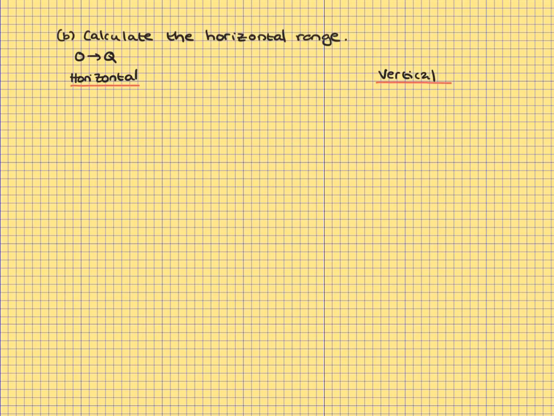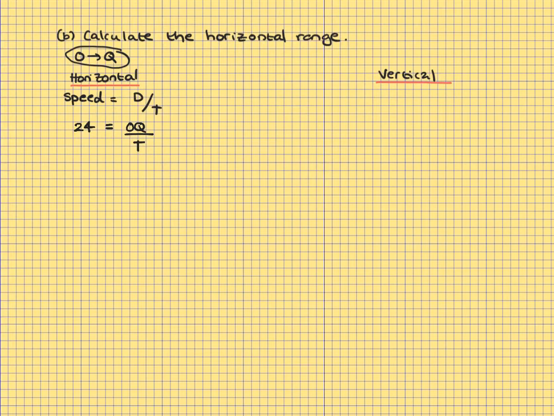So part B asked us to calculate the horizontal range of the projectile, i.e. how far it travels horizontally by the time it hits the ground. Let's split the motion up. So horizontally, we know that speed equals distance over time. Remember, we're focusing on the journey from O through to Q, and we've written that down as well. So the horizontal component of the velocity is 24. And this is equal to the distance travelled, which we'll call OQ, divided by the time taken. We don't know the value of that time.